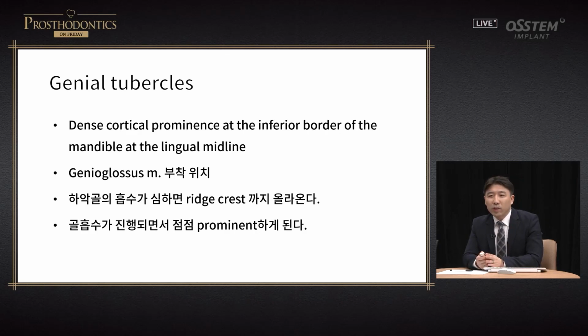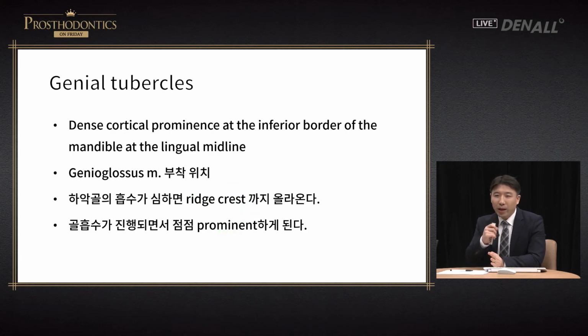There are also genial tubercles. This will be addressed later. Among the muscles that surround the tongue, there is the genioglossus muscle. If there is not significant ridge resorption, these are not an issue. However, if there is significant mandibular resorption, like class 5 or class 6, then this can come up to the ridge crest. It becomes more prominent. It's almost connected to the lingual foramen.